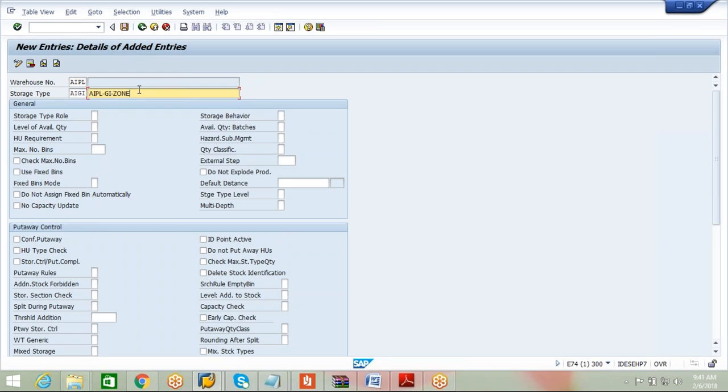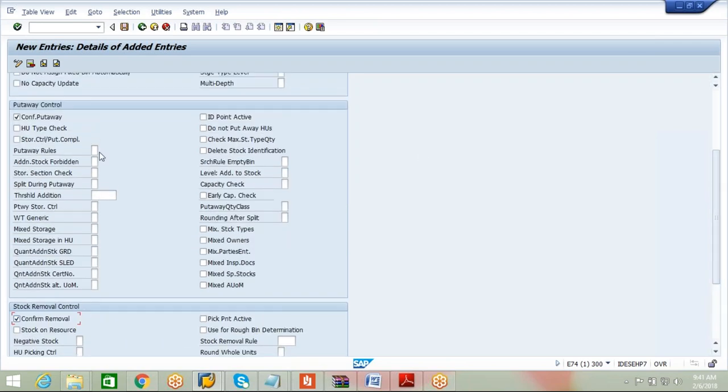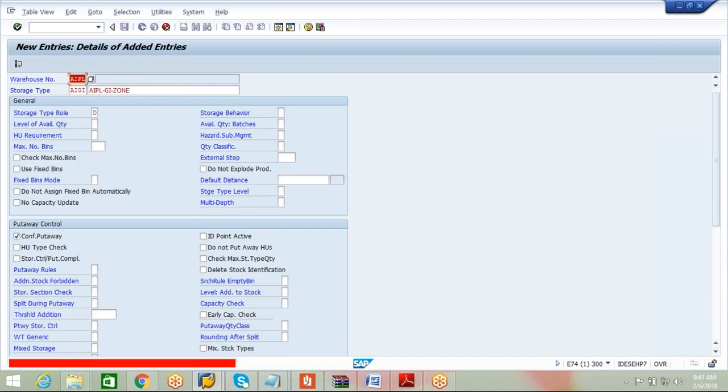For this also, storage type role D, staging area group. Okay, confirm put away, confirm removal, and availability group not required here. I will explain. And general put away. Say, for example, I am not maintaining any put away rule. I am trying to save this. Put away rule blank, only allowed in storage type search sequence, not in storage type. Okay, this I will explain during the put away topic.